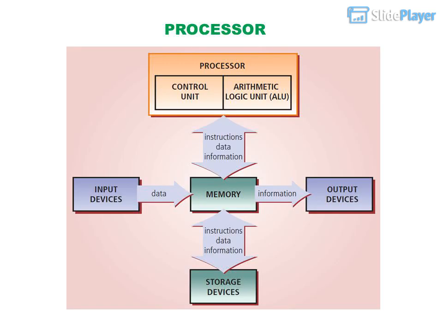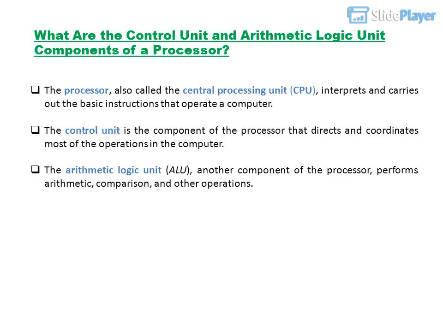Processor. What are the control unit and arithmetic logic unit components of a processor? The processor, also called the Central Processing Unit, CPU, interprets and carries out the basic instructions that operate a computer.